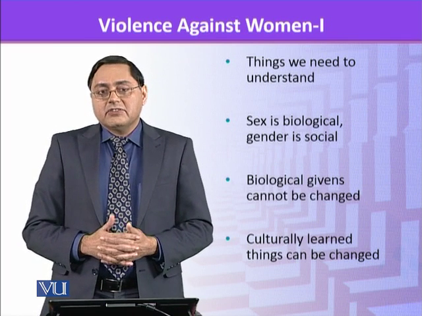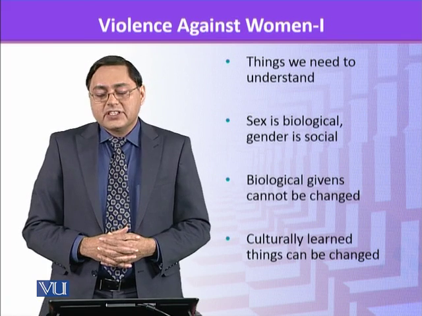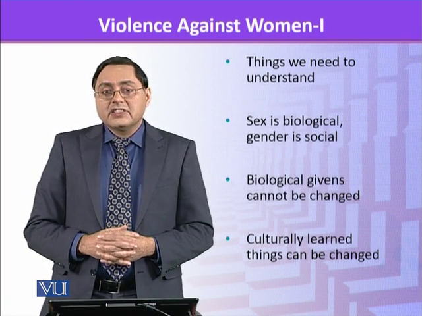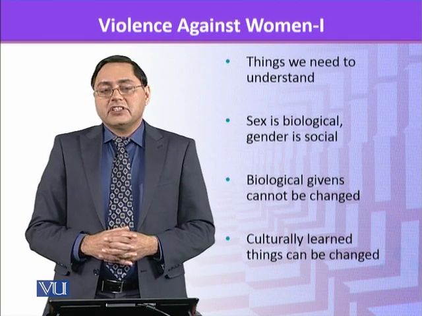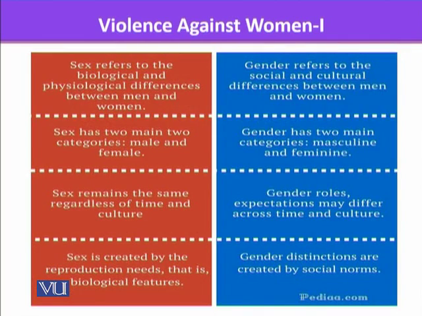Biological things are given, it's difficult to change them. Culturally learned things are not given, they are learned, and it's also difficult to change them, but much easier. So if you look at this picture, sex refers to biological and physiological differences between men and women, while gender refers to social and cultural differences between men and women. Sex has two main categories, male and female. Gender has two main categories, masculine and feminine.